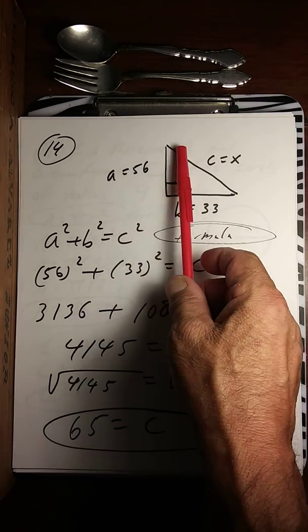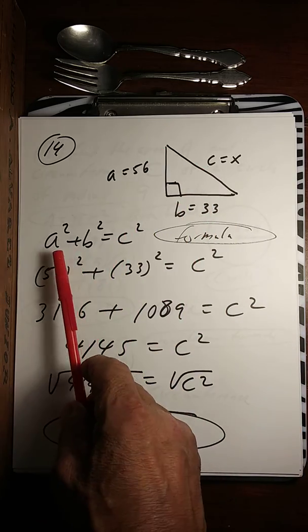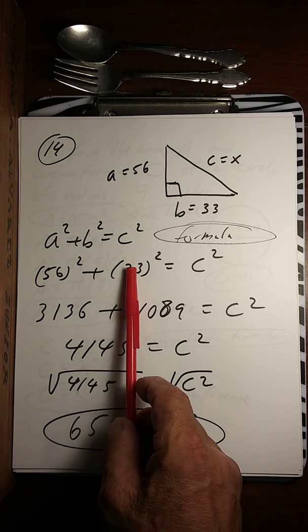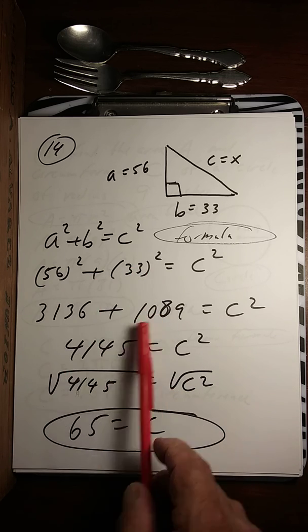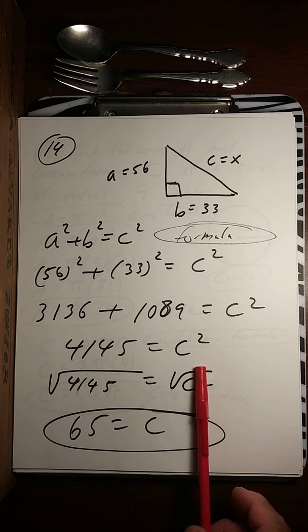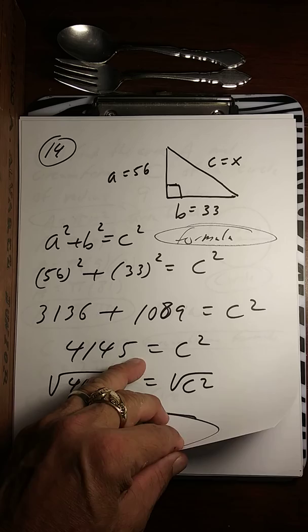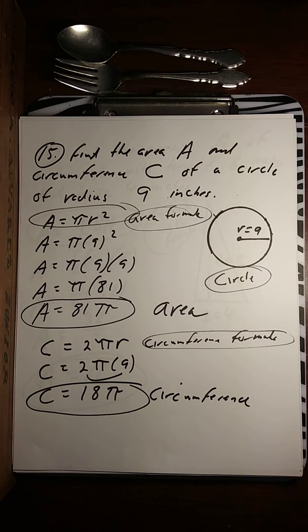Pythagorean theorem says if you have a squared plus b squared equals c squared, c is the hypotenuse. So put the numbers in. 56, 33. Square the number, add them. So now we have this equals c squared. Square root of both sides. So 65 equals c. You see your Pythagorean theorem right there for right triangles.